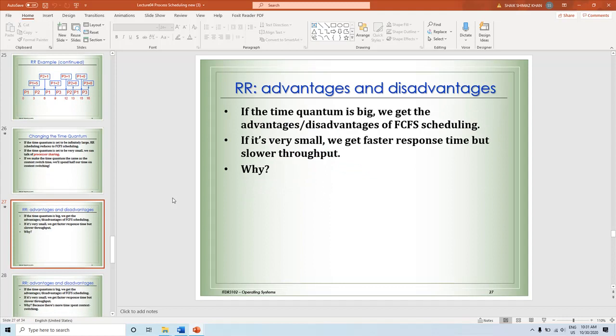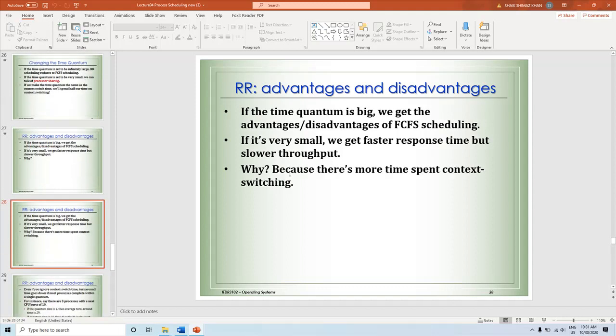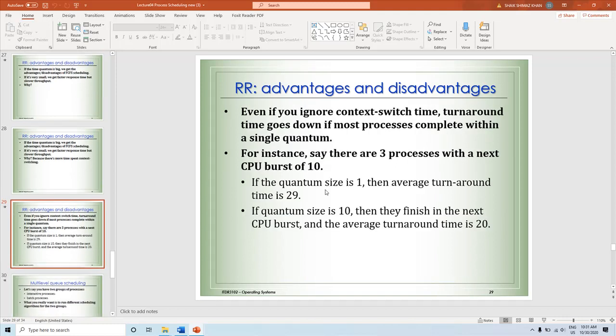So are advantages. If the time quantum is big, we get the disadvantages of FCFS scheduling. If the time quantum is small, we get faster response time but slower throughput. However, the time quantum should not be very small value. We know why, because some amount of time would be wasted in the context switching.